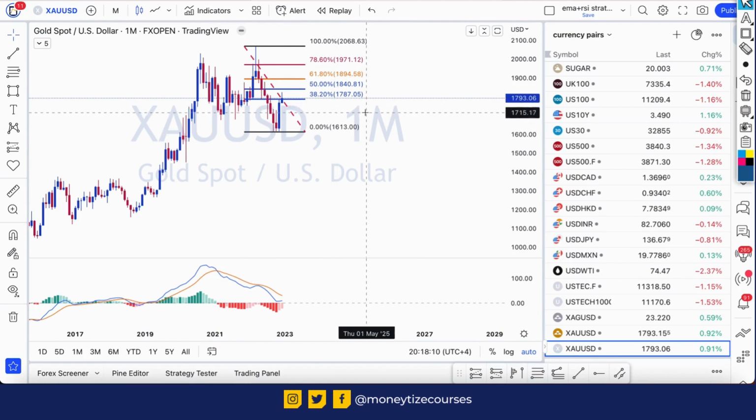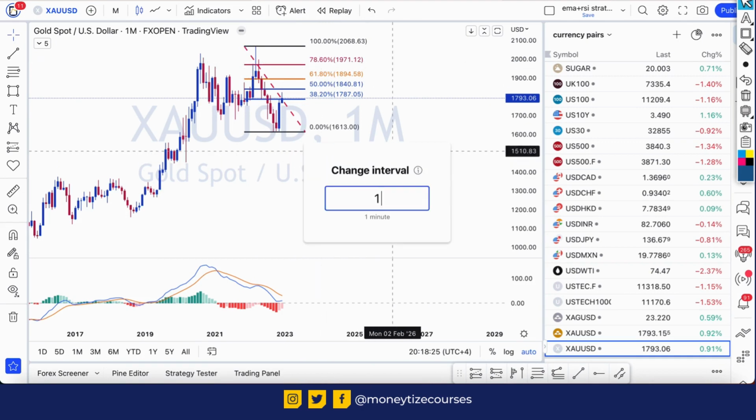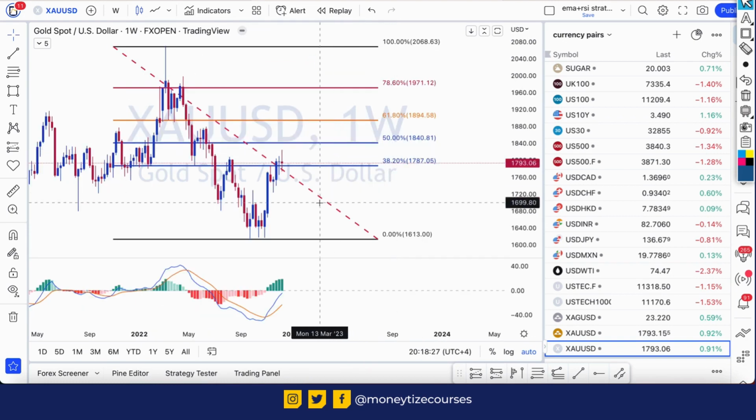So there is a very high probability that it will correct towards the 50 to 61 or 61 to 78.6 zone. So the upcoming target for the upcoming weeks and months would be around 1894 to 1971. Let's see what's happening on weekly.